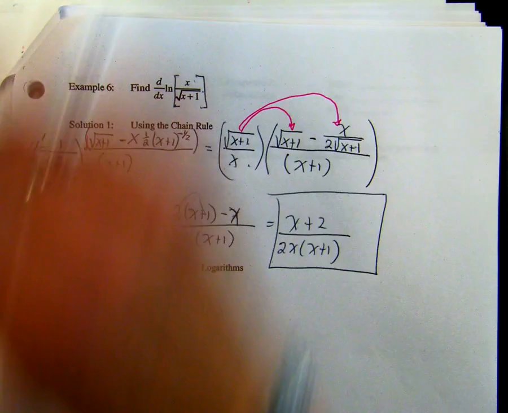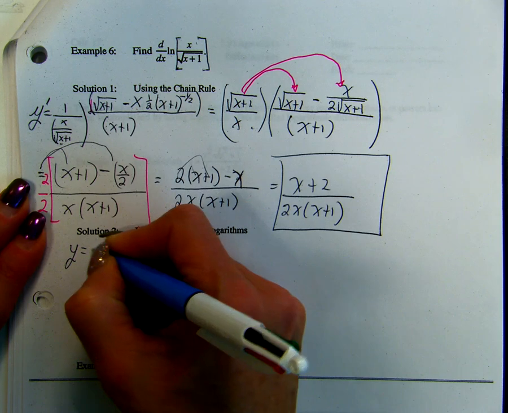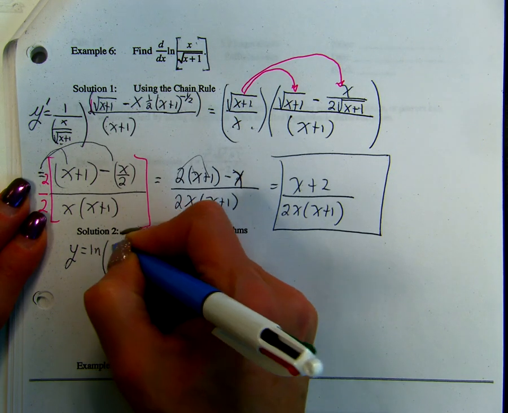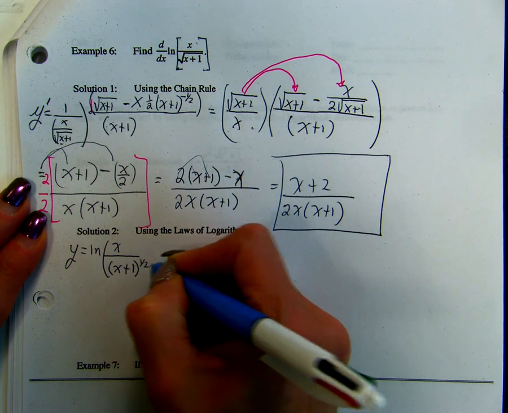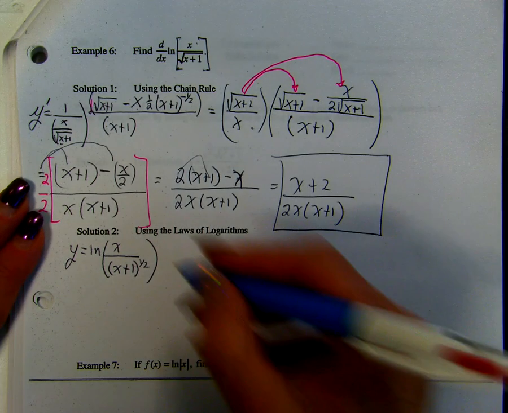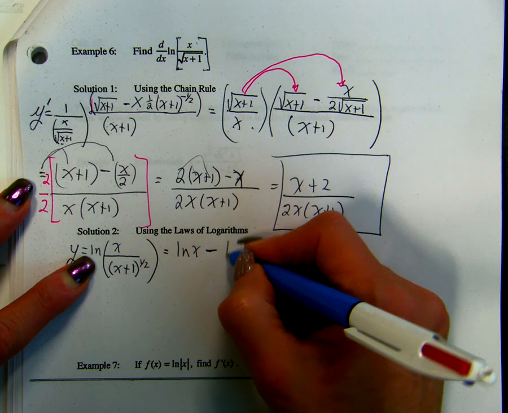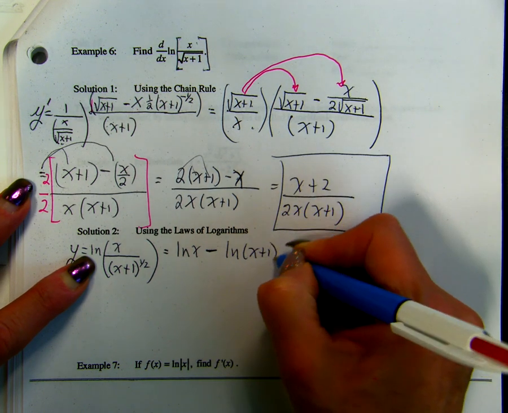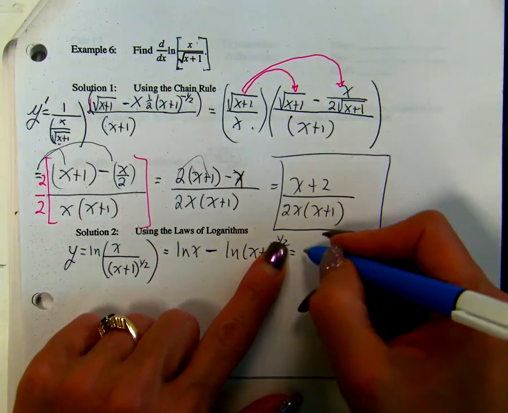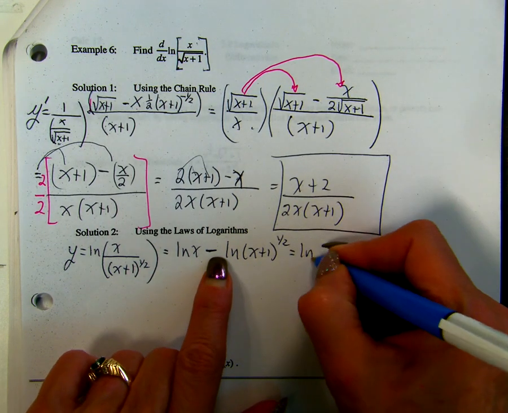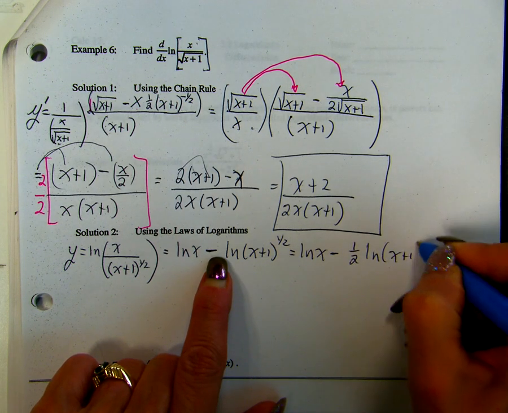There's an easier way if you use log laws. Because if you use log laws, then if we've got y is equal to ln of x over, and I'm going to write this in exponential notation, x plus 1 to the 1/2, then your ln laws say that if you're dividing inside the ln, you could subtract outside the ln. And if you have a power, you can bring the exponent down in front. This is ln x minus 1/2 the ln of x plus 1.